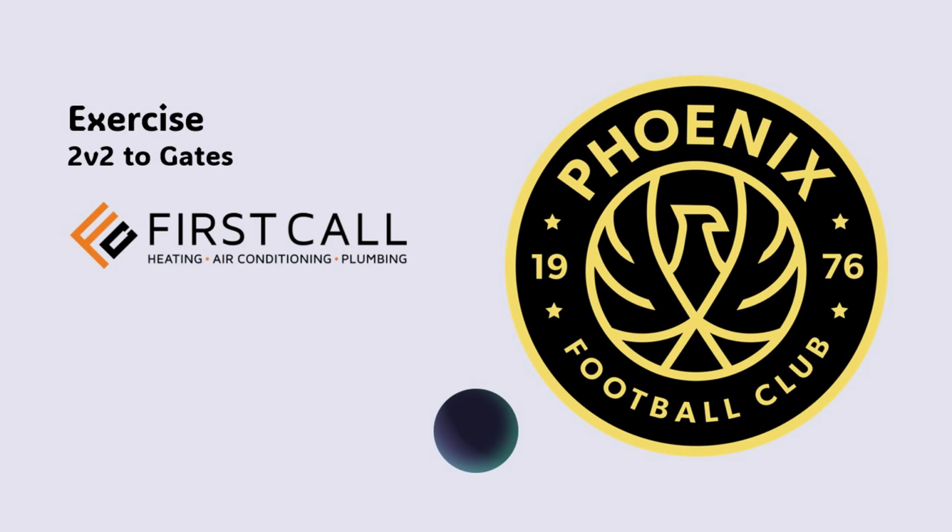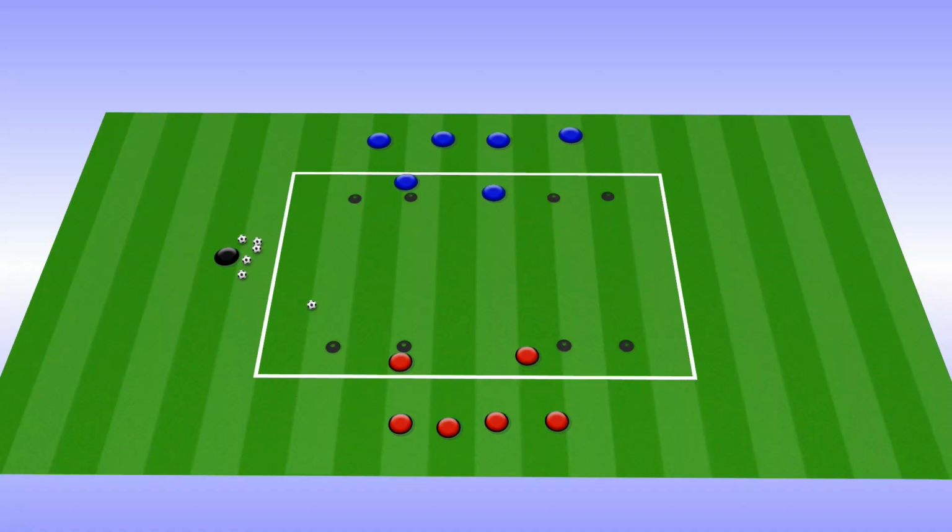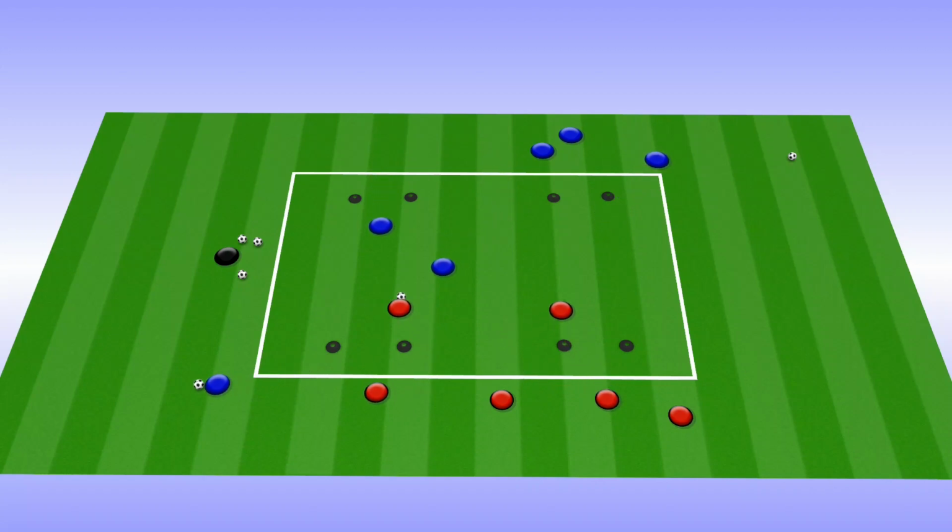Next, we have 2v2 to gates. Action begins by the coach playing a ball to one of the teams. This is the cue for a 2v2 in the game zone. Teams score by dribbling through opponent's gate. Keep the action short, 30 seconds max. Players rotate out once a point has been scored or the ball goes out of play. Allow transitions to happen if defenders steal.